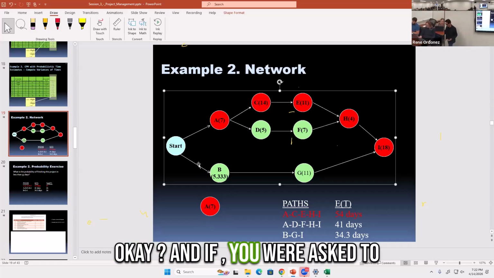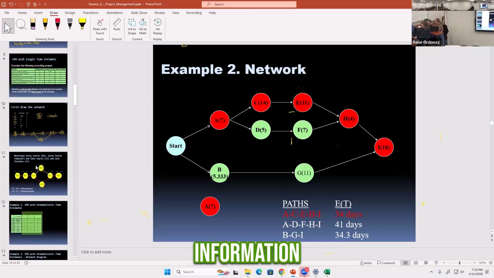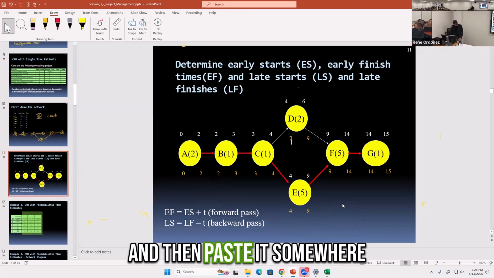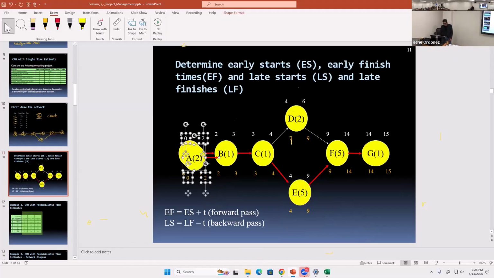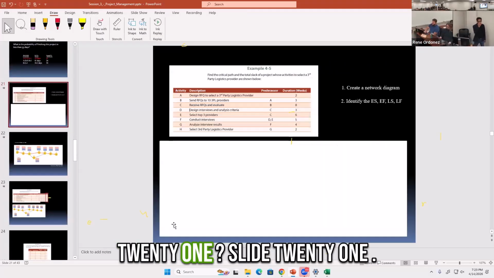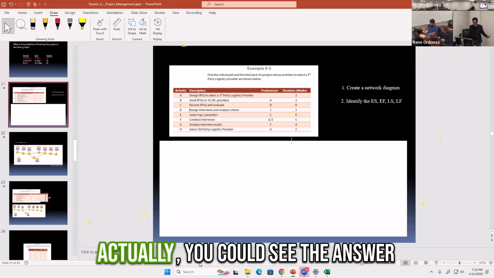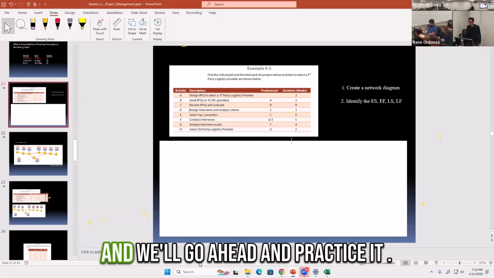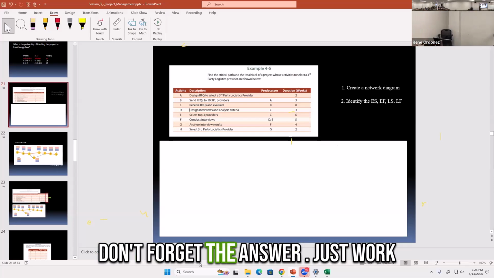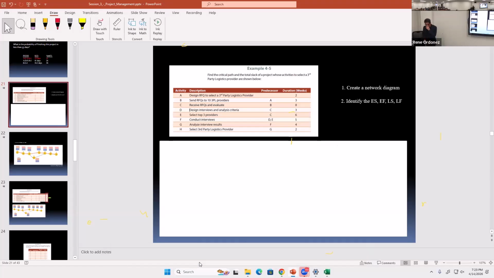And if you were asked to create an early finish, late finish information, just copy this and then paste it somewhere and edit. What was that example on slide 21? Actually, you can see the answer at the bottom. It will be a good practice to not look at the answer, just work it out yourself and see if you come up with the same. So, network diagram.